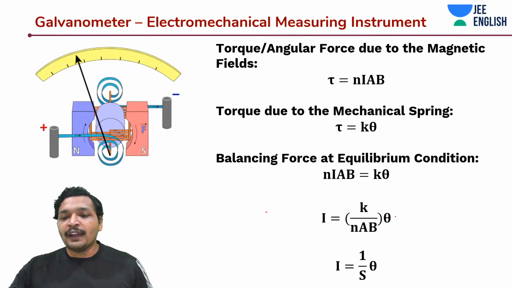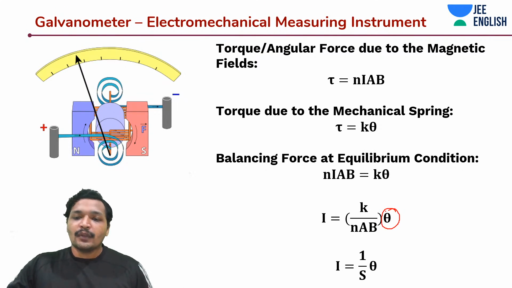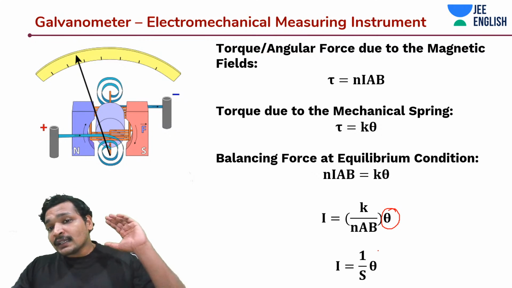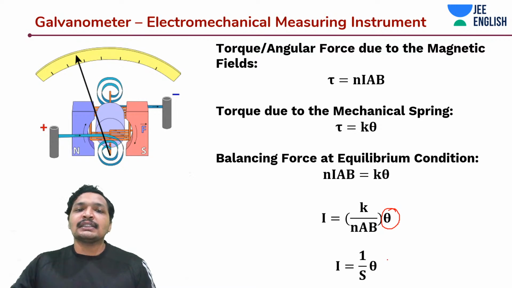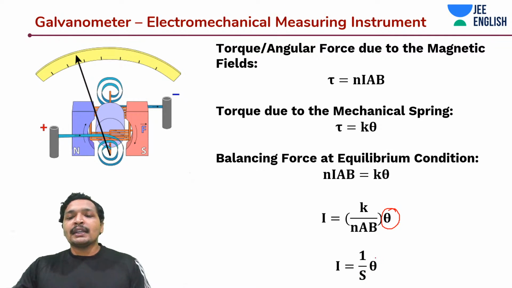Degrees is well evolved, deflection is well evolved. But current is not yet well evolved. It's 1800. Still people are thinking about currents. Currents is still a new thing to them. So what I did is I tried to write current in terms of theta, and I'm calling this K by NAB as 1 by S.